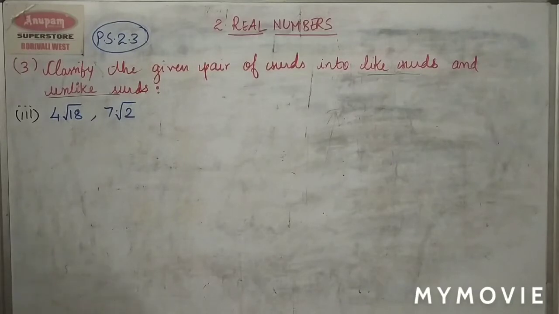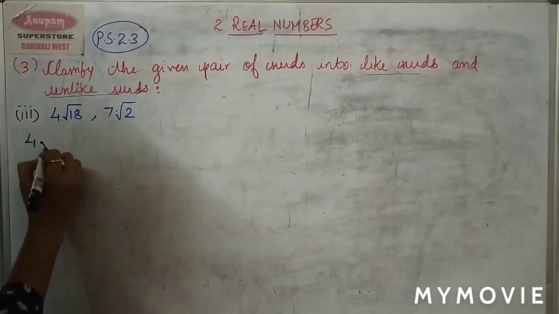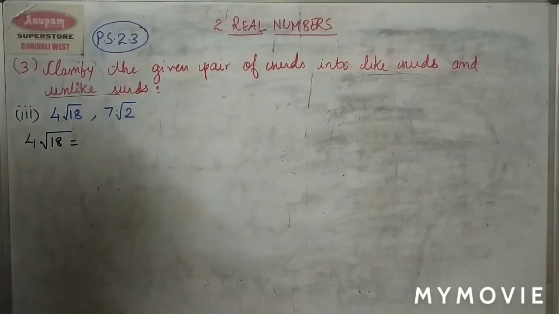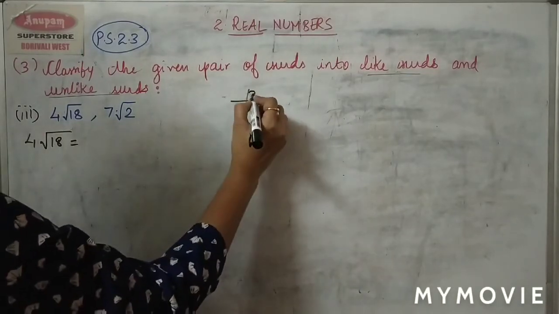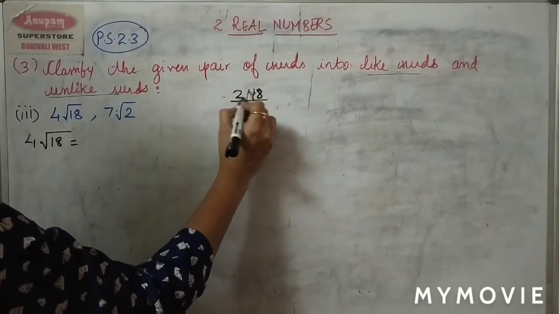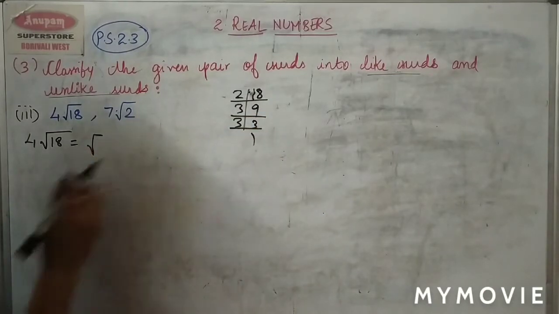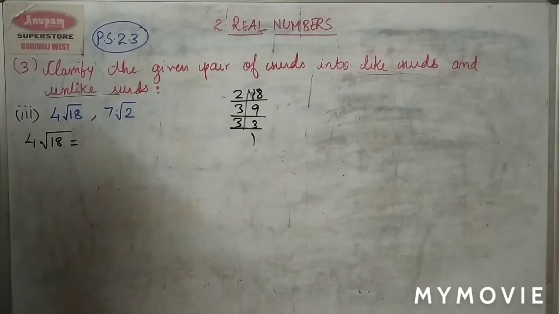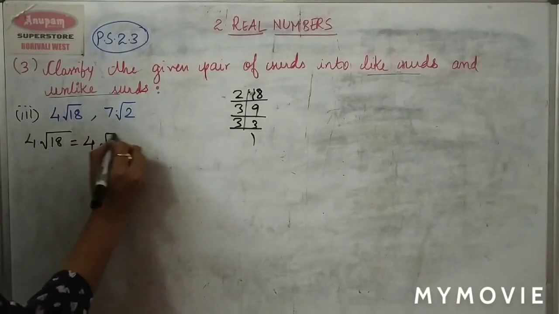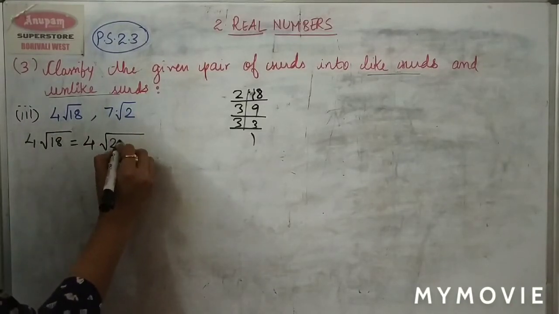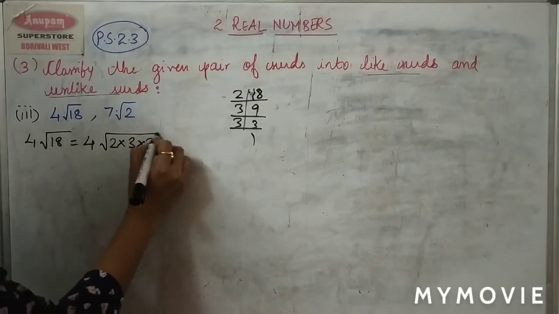So now, how am I going to do this? 4 square root of 18. Okay, you can factorize it. 2 9s are 18, 3 3s are 9, 3 1s are 3. So this will be 4 outside the square root sign, and inside you'll be having 2 into 3 into 3.